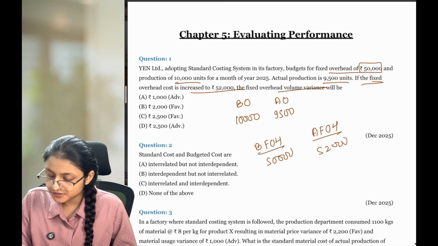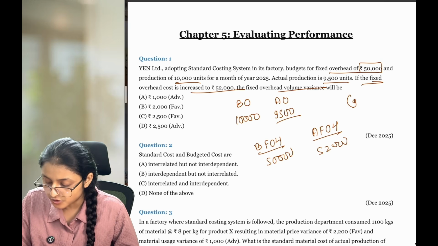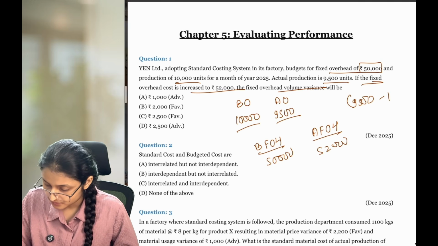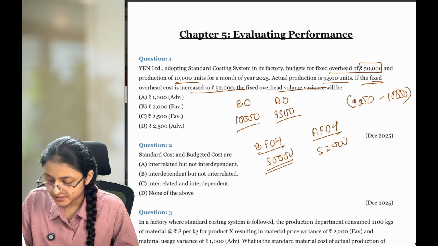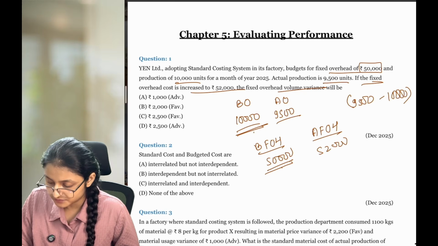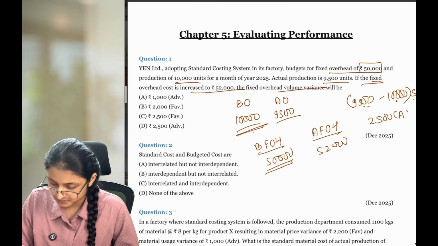You need to calculate fixed overhead volume variance. For calculating fixed overhead volume variance, we take actual output minus budgeted output into standard rate per unit. For calculating standard rate per unit, take your budgeted fixed overhead divided by budgeted output. So 50,000 divided by 10,000 will give you 5 rupees. So 500 negative into 5 will give you 2,500 adverse.